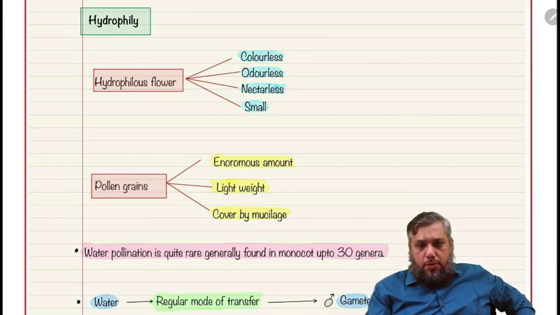But their pollen grains will be produced in large amount. They will be light in weight. They'll be covered by mucilage that will protect the pollen grains from decomposition in water. And in some cases, the exine is absent, but it is covered by a mucilage.